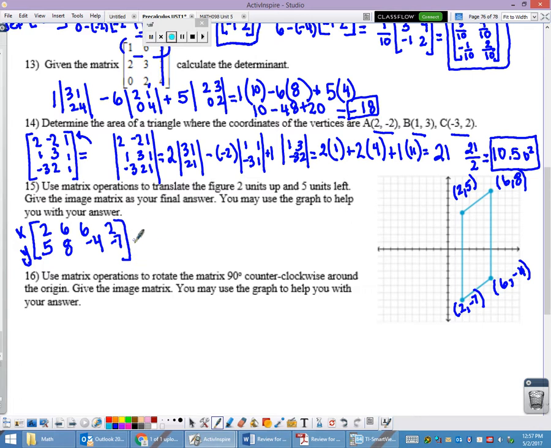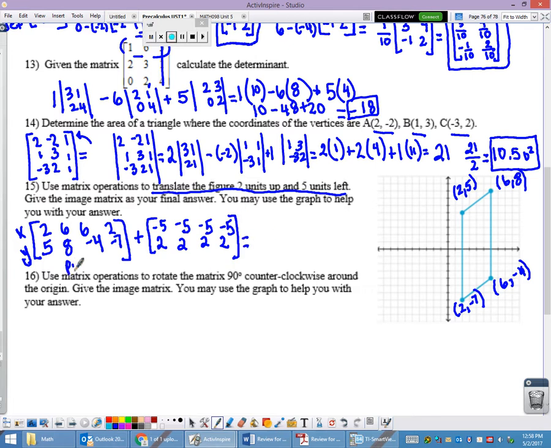And then what we're going to do is apply a transformation matrix. Now this tells me to translate the figure 2 units up and 5 units left. So if I have my x row, this moves left and right. Since I'm moving 5 units left, I'm going to add negative 5 to all of my x values in the original matrix, the pre-image matrix. And then I'm going to add 2 to all the y values since I'm moving 2 units up.